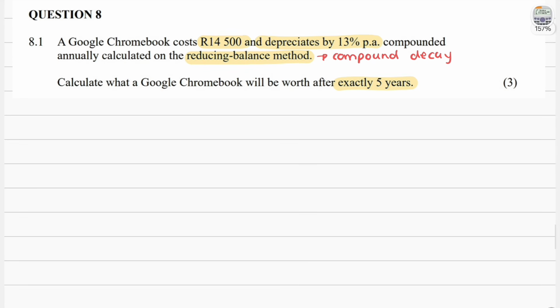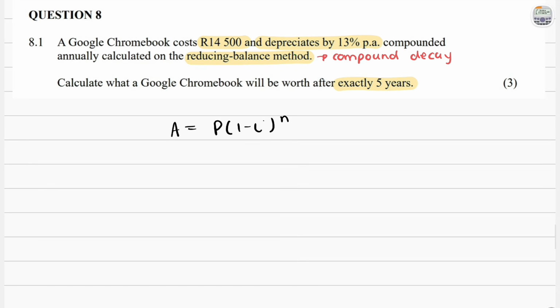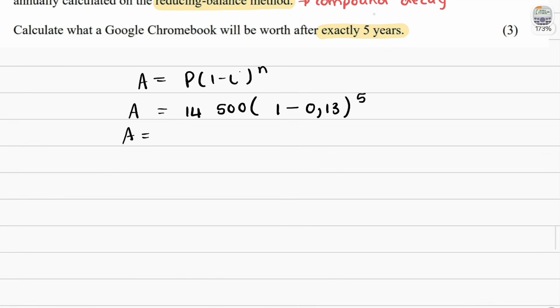Okay, so we know that we're using the compound decay formula, which looks like this: A equals P times (1 minus i) raised to the power of n. The amount that we're starting off with, this Chromebook initially costs 14,500. So that is our principal amount. And then 1 minus our interest, which is 13% per annum compounded annually, so that is 0.13. And then we know that it depreciates for 5 years, so raised to the power of 5. And we can clearly see we're trying to find the value of A. So let's find our answer and round off to 2 decimal places.